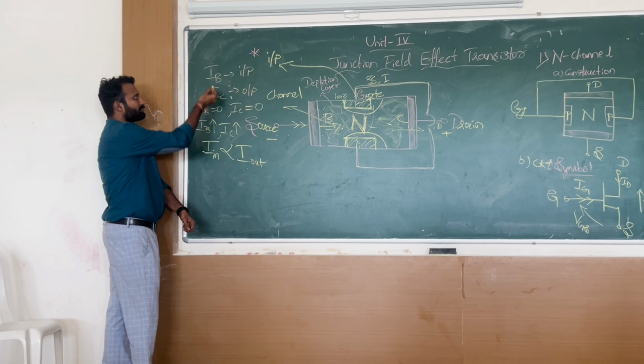What is that? Repeat with me. BJT is a current controlled device or current operated device. Because current is directly proportional to current. Input current depends on output current.